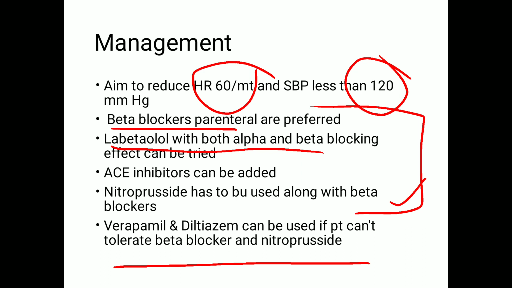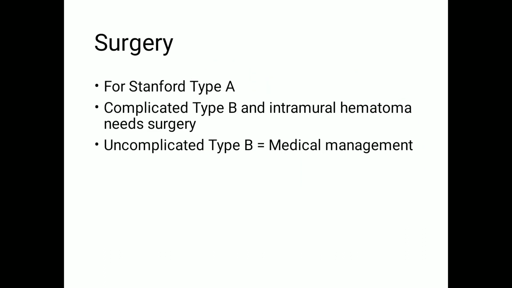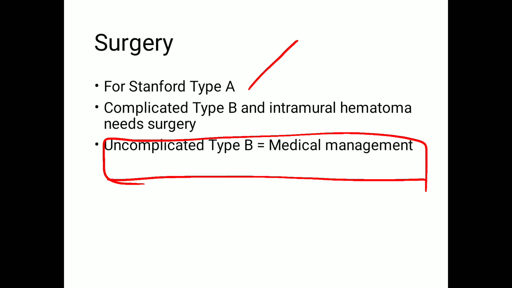Surgery: for Stanford type A, surgery is the mainstay of treatment. Complicated type B and intramural hematoma also need surgery. Uncomplicated type B, we know type A is where the intimal tear occurs in the ascending aorta, whereas type B it occurs in the descending aorta. Uncomplicated type B can be managed medically.